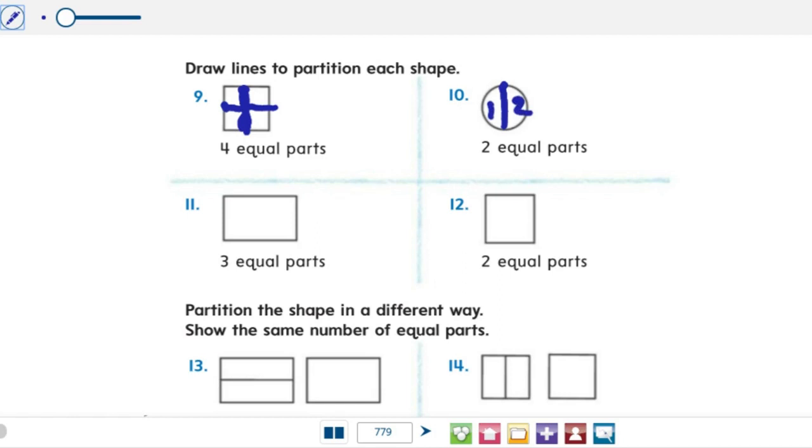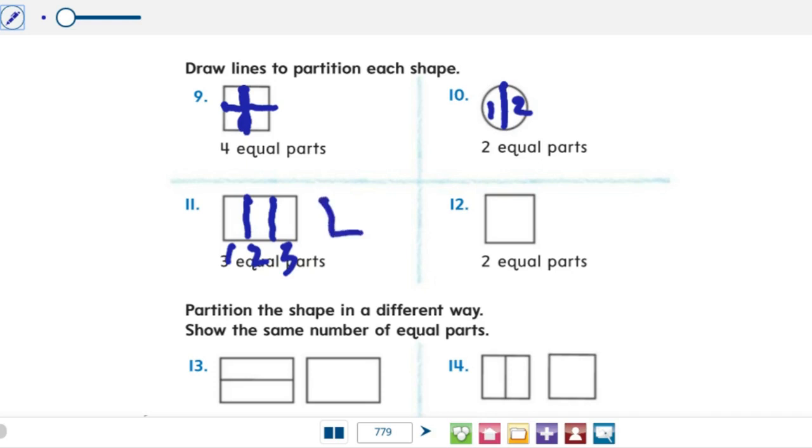Easy enough. Ooh, number 11 is a little tricky. It says 3 equal parts. 3 equal parts. This might be one where we have to do some erasing, and that's okay because we want to get it as close as we can. Well, I know that I'm not going to cut it in the middle like I did for my other ones because then they're not going to be equal. So I need to go a little ways over and cut it going down, a little ways over and cut it going down. And now I've got 1, 2, 3, and they are pretty close to equal parts. So that works right there.